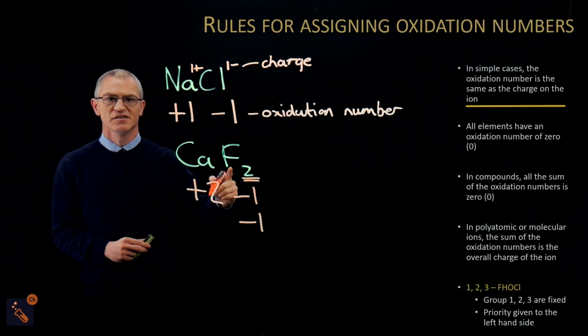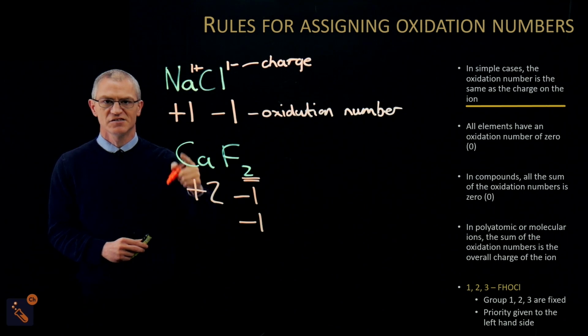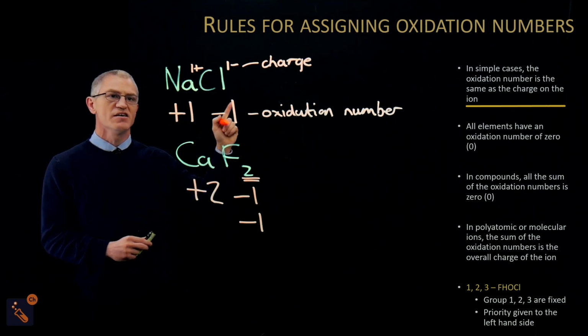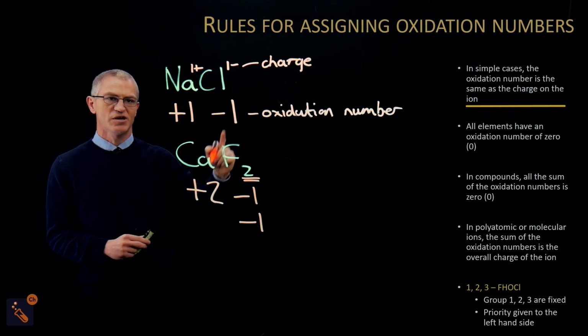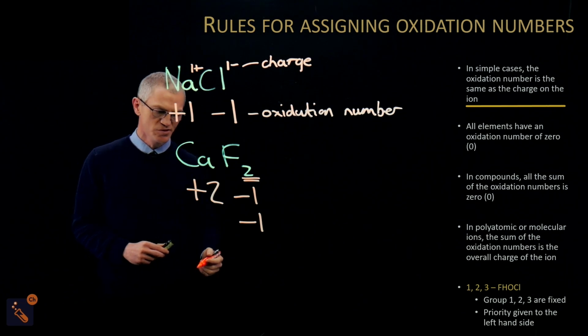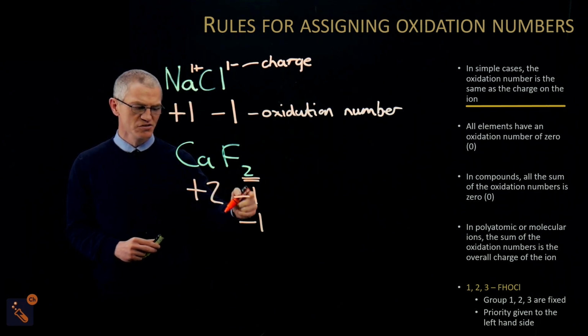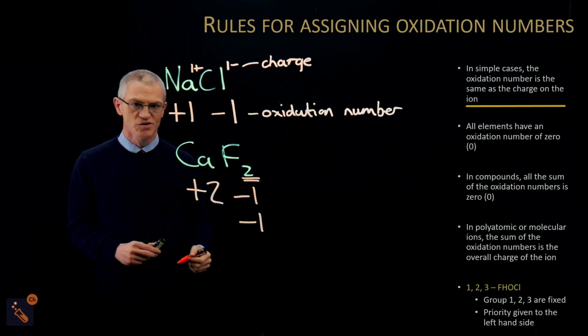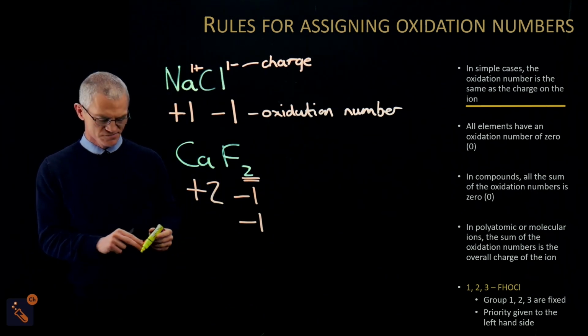Okay, so this is your way of saying 1, 2, 1, 2, as in this is in group 2, so therefore it must have the same oxidation number as the charge. But remember, the plus comes first, the minus comes second, if it's an oxidation number. And then you can use the fixed one, which is the calcium, to find out what the fluoride is.